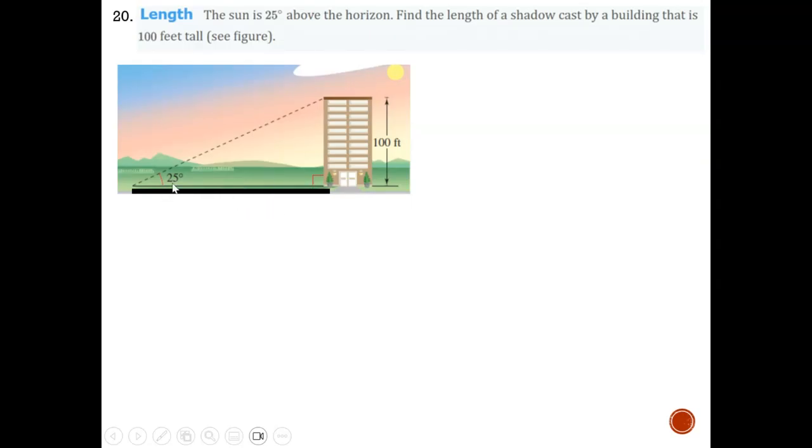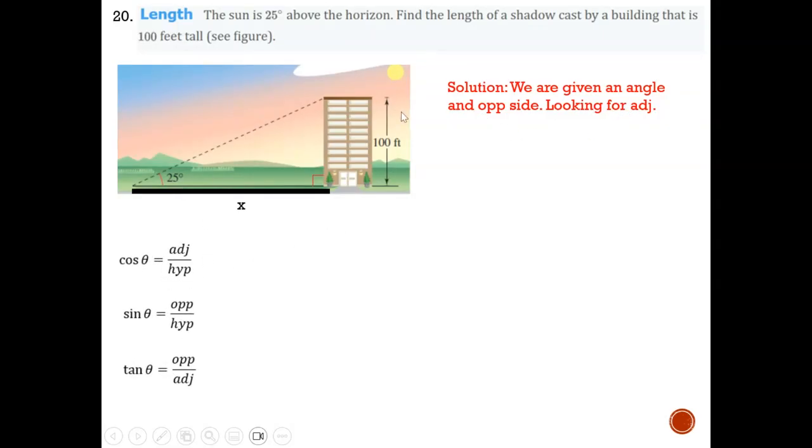So again, what's given? The angle and the opposite. But we're looking for the adjacent. So we have to use something that has opposite and adjacent. We are given an angle, looking for adjacent. So it's got to be the tangent, because tangent is opposite over adjacent. So we have to use tangent.